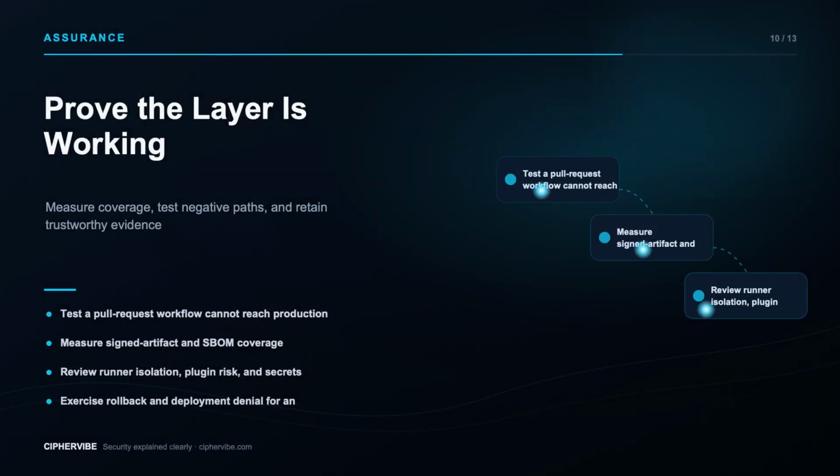A configuration screen is not assurance. Collect evidence that the intended control applies to the correct scope and that violations become visible. First, test that a pull request workflow cannot reach production credentials. Second, measure signed artifact and SBOM coverage. Third, review runner isolation, plugin risk, and secrets exposure. Fourth, exercise rollback and deployment denial for an unverified artifact.